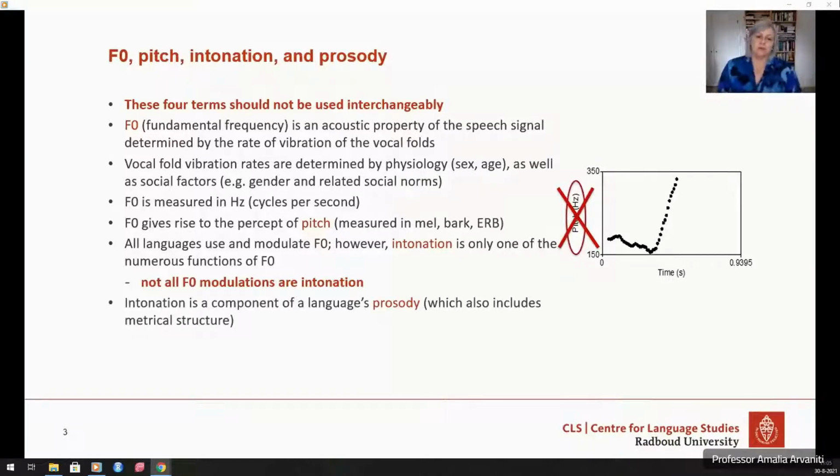Finally, intonation is a component of a language's prosody. And prosody includes also metrical structure, as we will see, the way in which we chunk words together to create phrases, the way in which we organize speech in terms of relative strength of constituents, and so on. So it is important not to use intonation to mean prosody, and in particular not to use prosody to mean intonation, or to use intonation to mean F0.